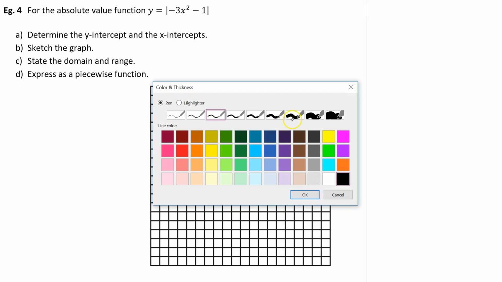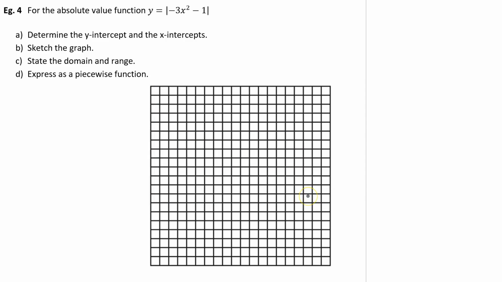All right, so we are in the same place as we were before for the absolute value function y equals the absolute value of negative 3x squared minus 1. Determine the x and y intercepts, sketch the graph, state the domain and range, and write as a piecewise function. So I'm just going to set up my graph here.